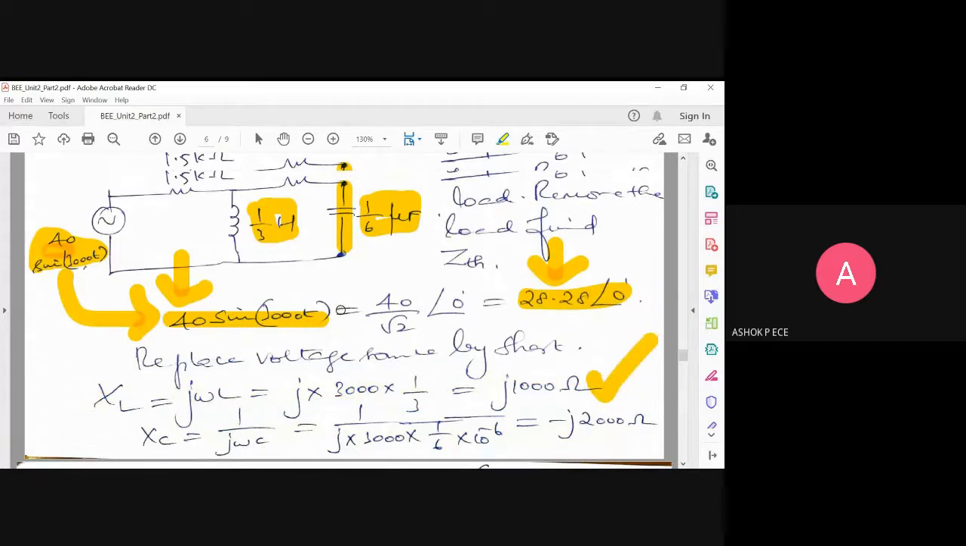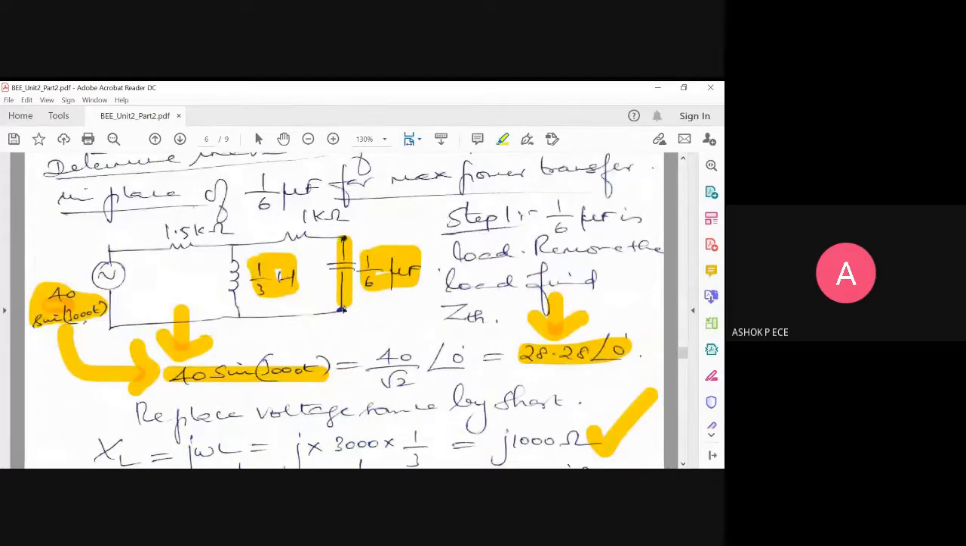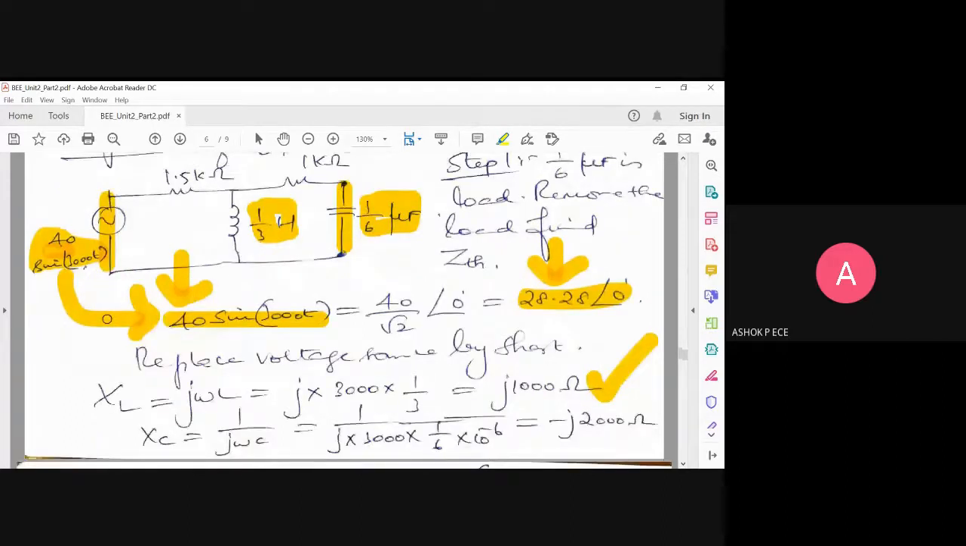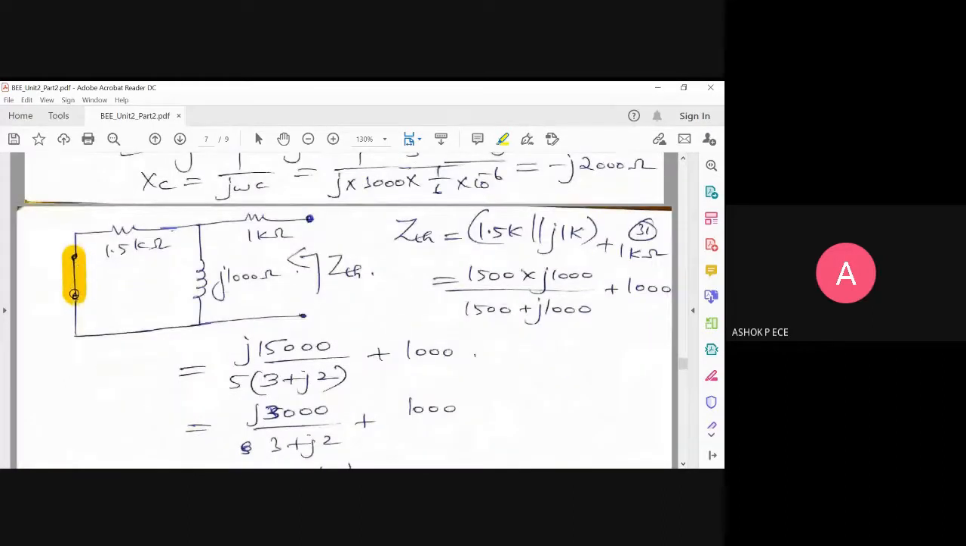And I'm going to find Thevenin's theorem across this 1/6 microfarad. So first step is I'm going to remove this 1/6 microfarad. I'm going to short circuit the voltage source and draw the diagram. So see here, I have drawn the diagram. This voltage source is short circuited and I have removed my load. So I'm going to find ZTH through the load.